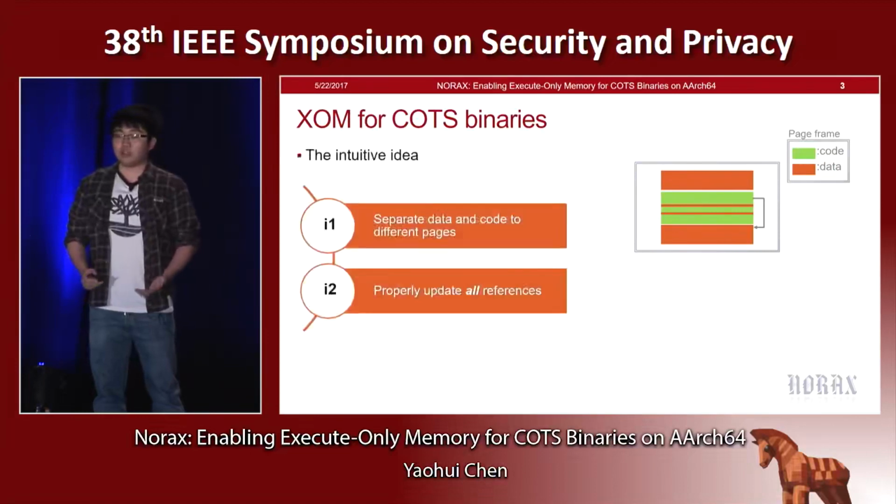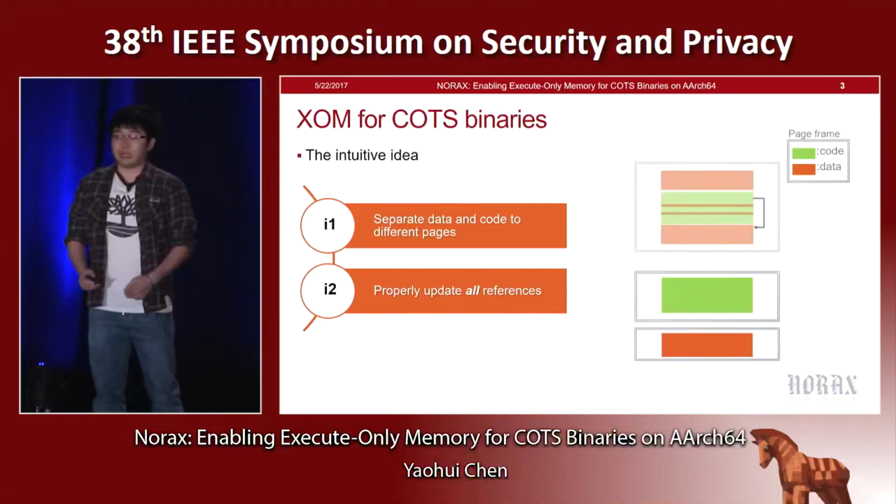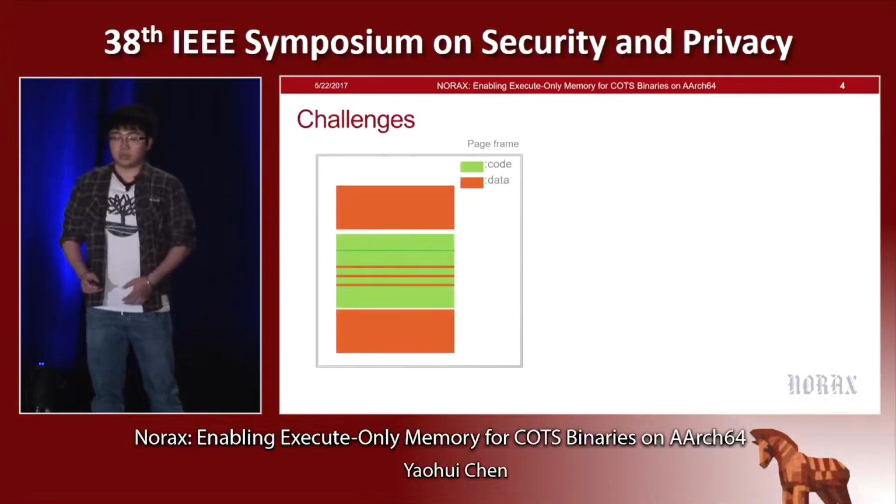So a very high-level idea would be, first you separate the code and data into different pages, and then you still need to properly update all the references, because if you miss any of the references, this will break the program as well. Let me first explain why the memory layout looks like that. So basically, this is a legacy issue.